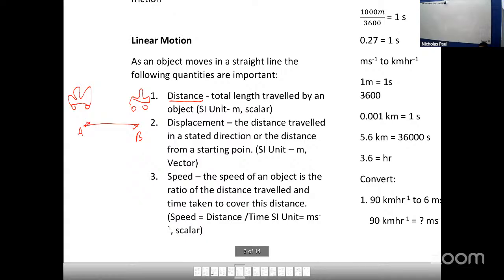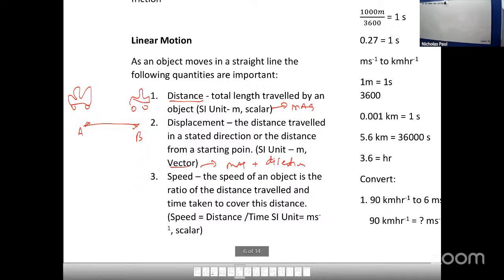What's a scalar quantity again? A scalar quantity has magnitude only, while a vector quantity has magnitude and direction. Okay, so distance is just a scalar quantity. So the total length traveled is a distance.